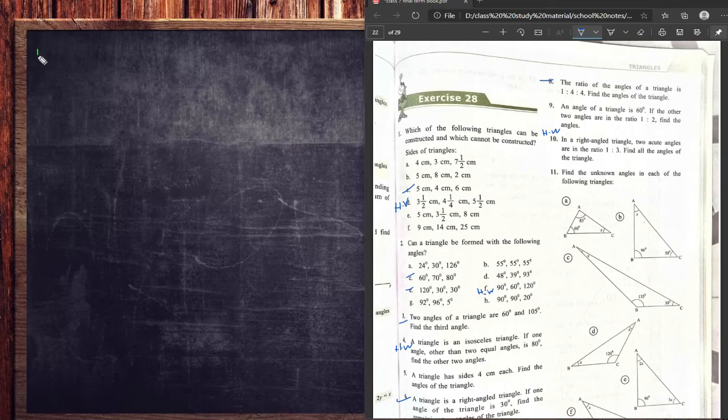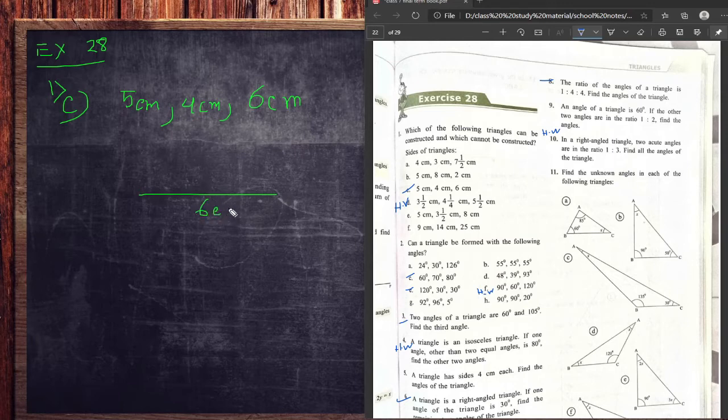Alright, so right now exercise 28. I'm going to do part C of question one. In here, all three sides are given: 5 centimeter, 4 centimeter and 6 centimeter. All you have to do is show whether this triangle is possible or not. So what I told you, the two sides must be greater than the third one. Always take the third one as the greater one. That will give you more advantage in this case.